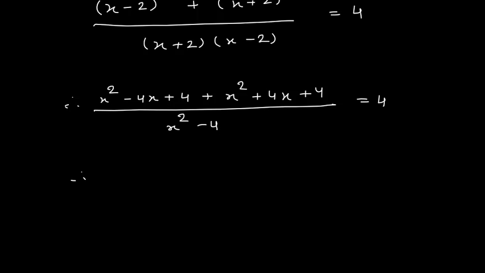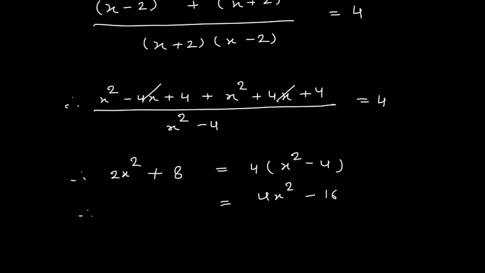So therefore x square plus x square will give me 2x square. The minus 4x and plus 4x will cancel, and 4 plus 4 I will get 8. So 2x square plus 8 is equal to 4 into (x square minus 4). So therefore I have 4x square minus 16 on the right, and the left hand side is 2x square plus 8.